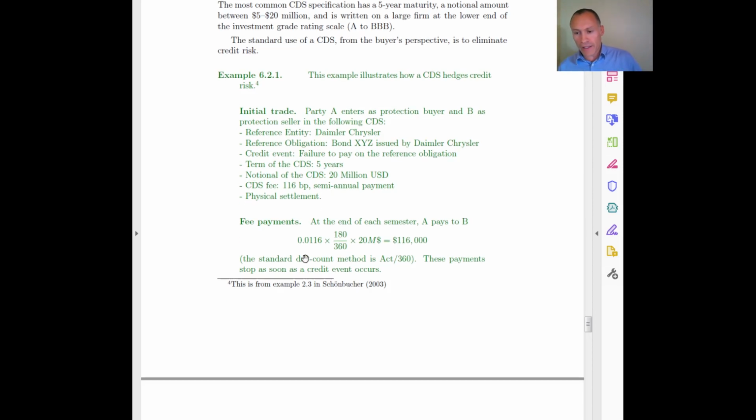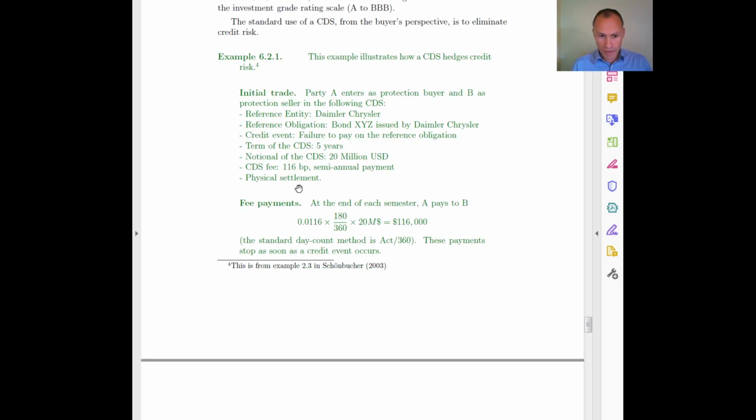At the end of each semester, because these are semi-annual payments, we have to pay the fee. So the protection buyer pays to the protection seller the agreed fee, this amount here, divided by 2, because these are semi-annual payments, times the notional of 20 million. Okay, so every 6 months, A pays to B $116,000, right?